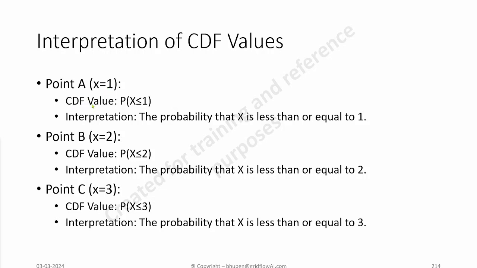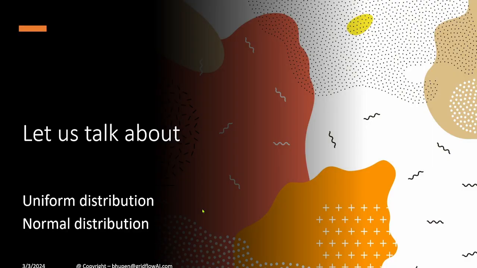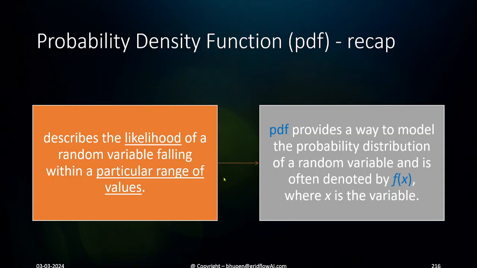So essentially we are saying CDF where x is less than equal to 1. Similarly, for 2, less than equal to 2. For 3, less than equal to 3. I hope this gives you a clear picture in terms of what is density, probability density, and what is probability. Let's talk about now implementation of whatever we have talked about in uniform distribution and normal distribution.